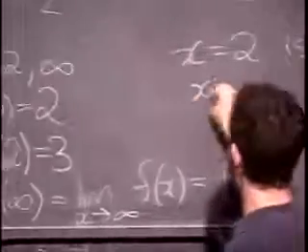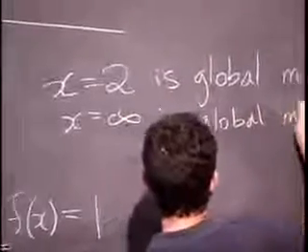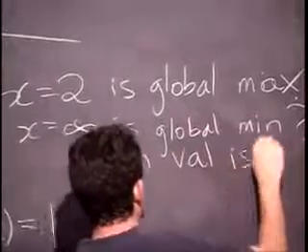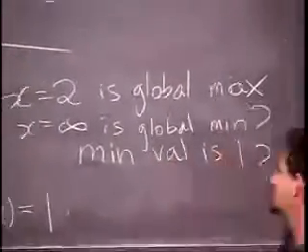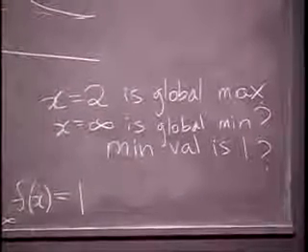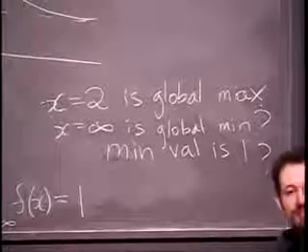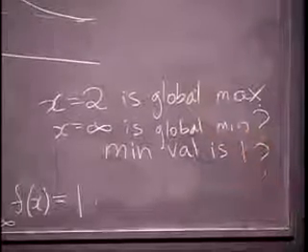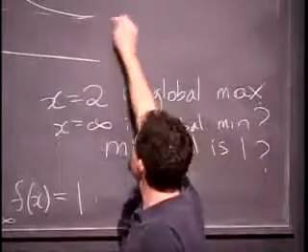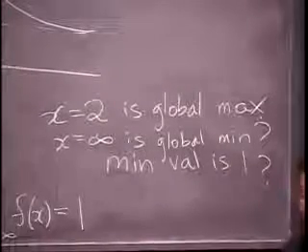Well, according to this, x equals infinity is the global minimum. And the minimum value is 1. I put question marks there, because how can infinity be a global minimum? What does that even mean? Infinity is not even a number. So that can't make sense. Is the minimum value 1? Well, for that to make sense, the function would actually have to be 1 somewhere. But as I've drawn it, with the asymptote getting closer and closer from above, it never gets to 1. So actually, the minimum value is not 1.